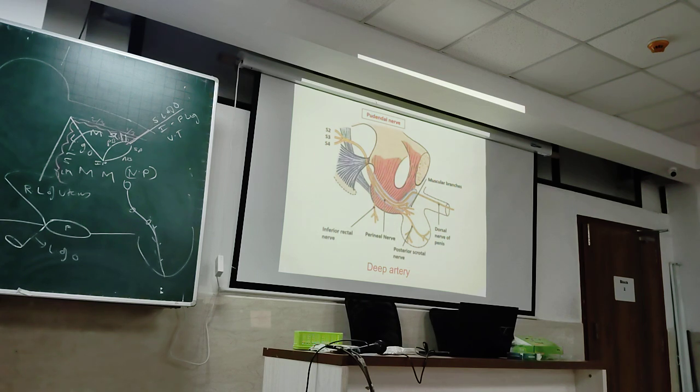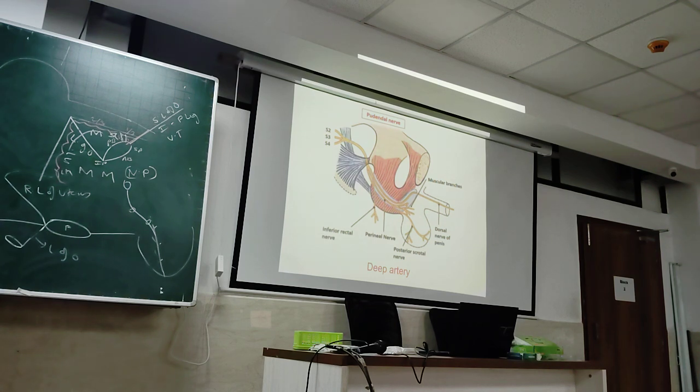What are all these supplied by? All these structures are supplied by the pudendal nerve. The pudendal nerve, which is lying in the pudendal canal, gives a branch to the rectum, which is called the inferior rectal nerve. Correctly it should have been called the inferior anal nerve. It supplies the ectodermal part of it.